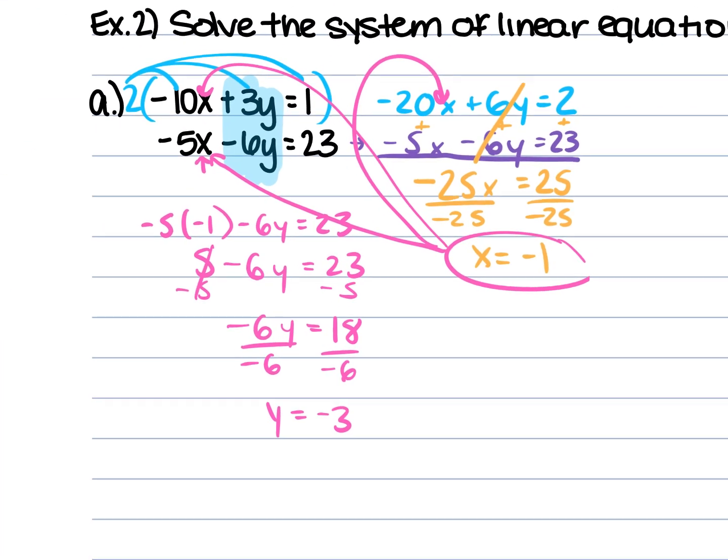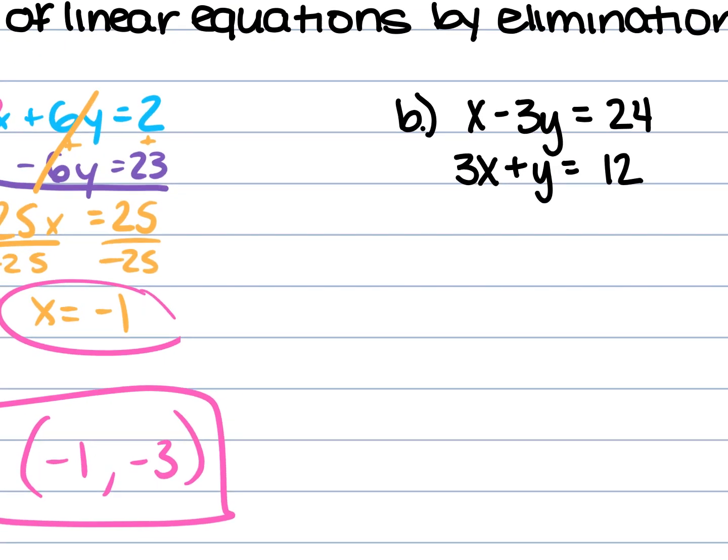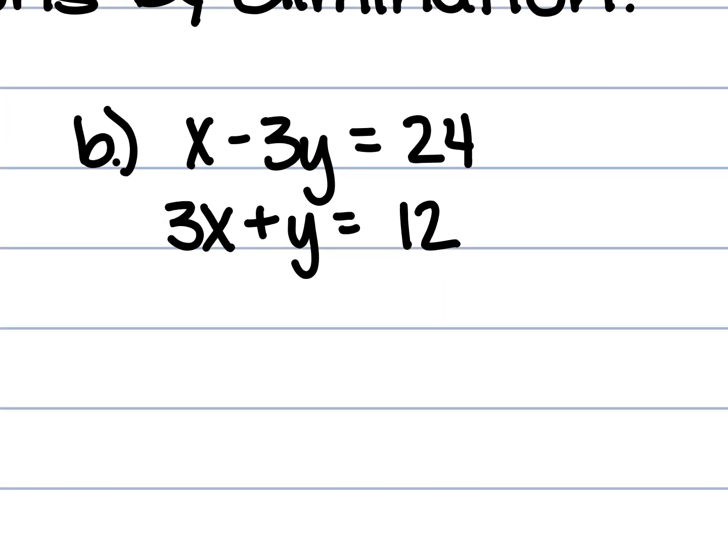Sebastian, how would I write my answer? Negative 1 comma negative 3. Perfect. For B, do we have the same number but opposites? Nope, not yet. So let's make them the same number but opposites. How can we do that? What do we need to do?